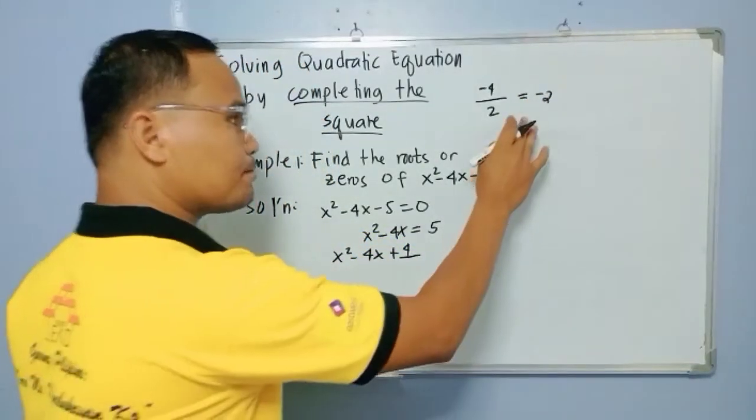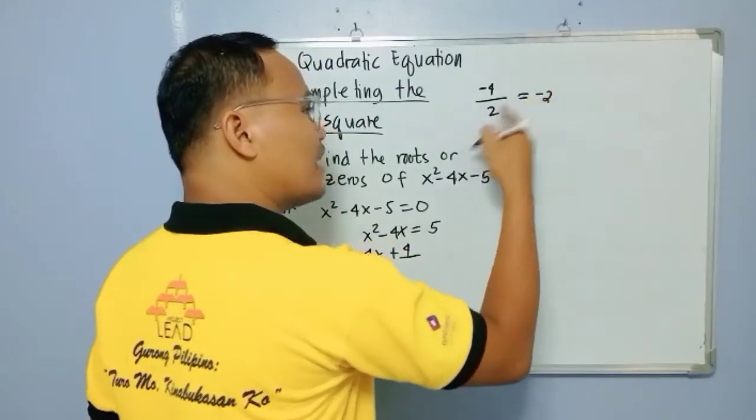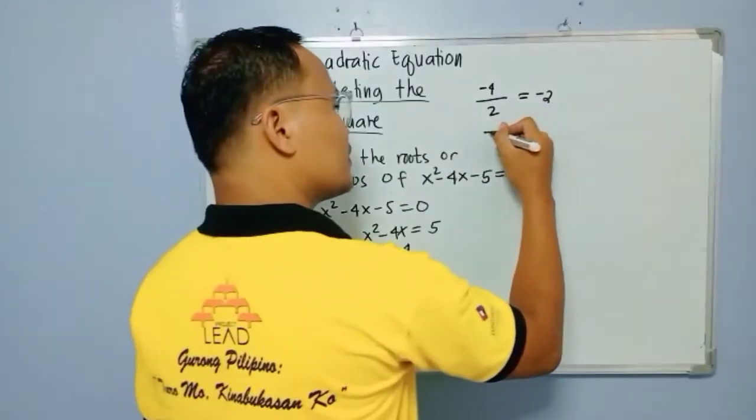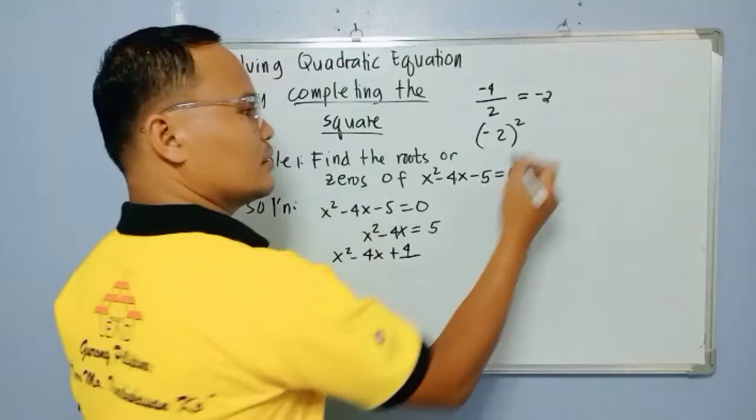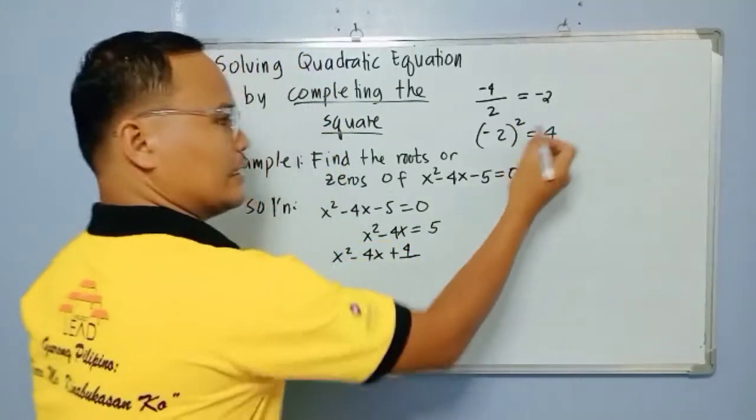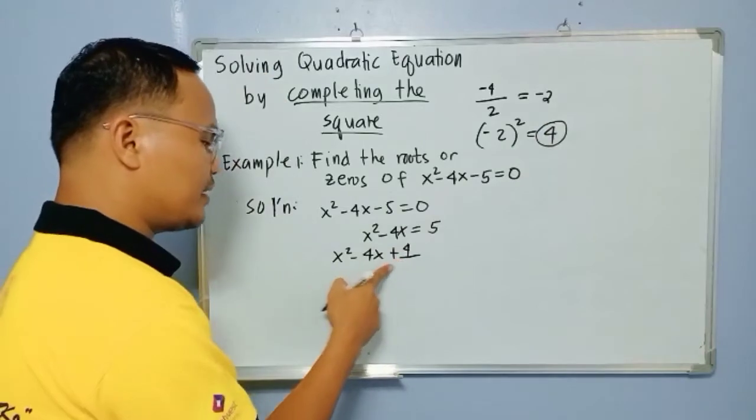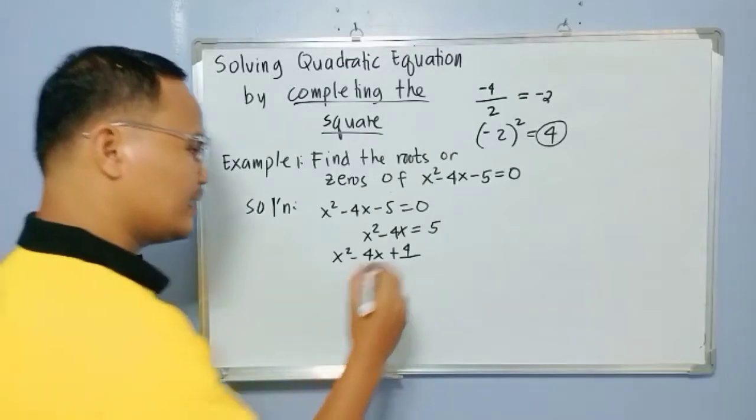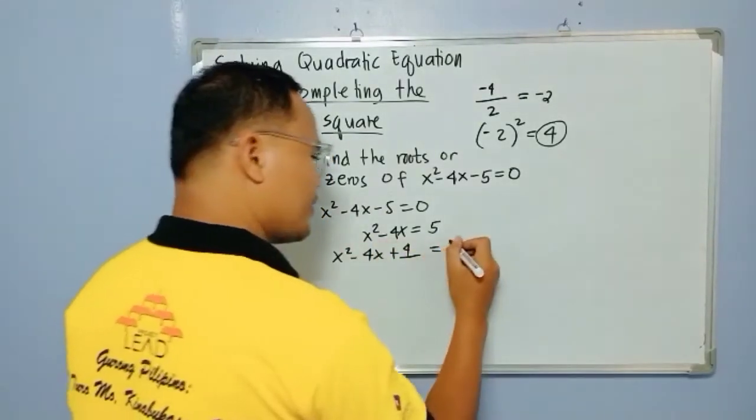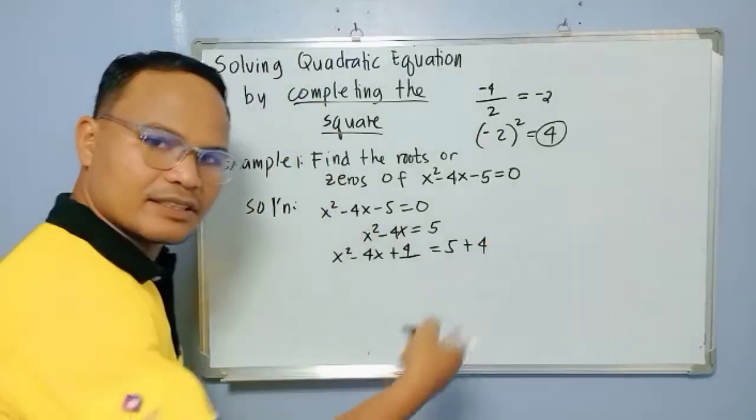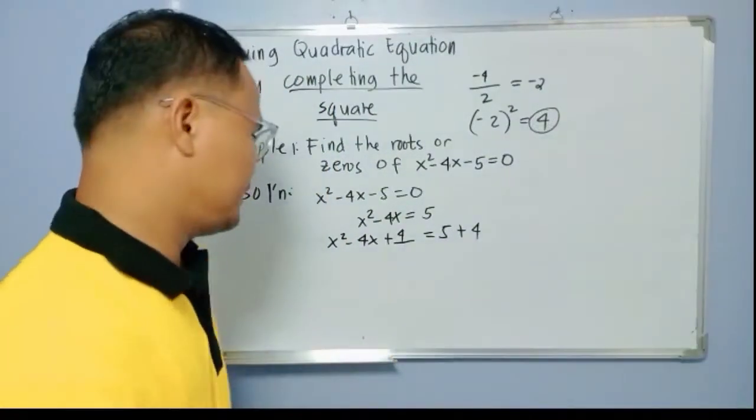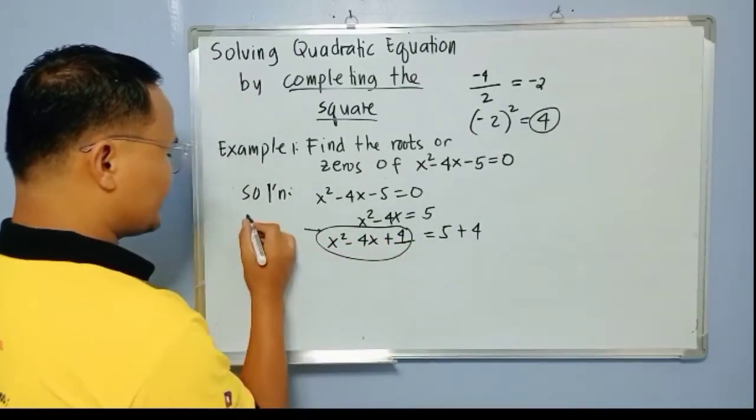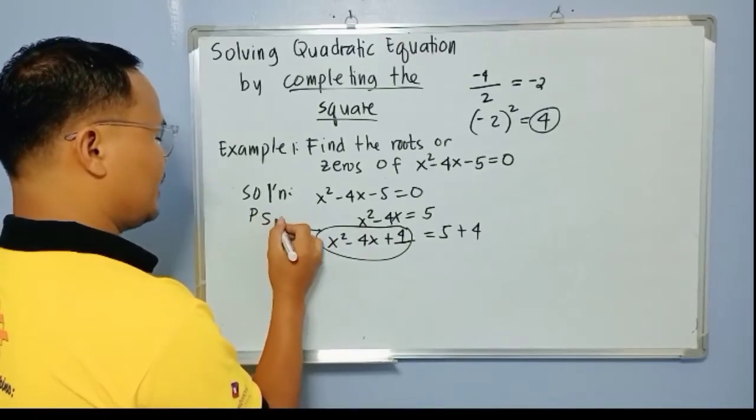And after dividing, you are going to square the quotient. So our quotient here is negative 2. So negative 2 squared. What is the result? Positive 4. This is now the number that we are going to add to make this a perfect square trinomial. Okay. So if you add 4 on the left side, you also add 4 to the right side to make it equal. So this is now called a perfect square trinomial.